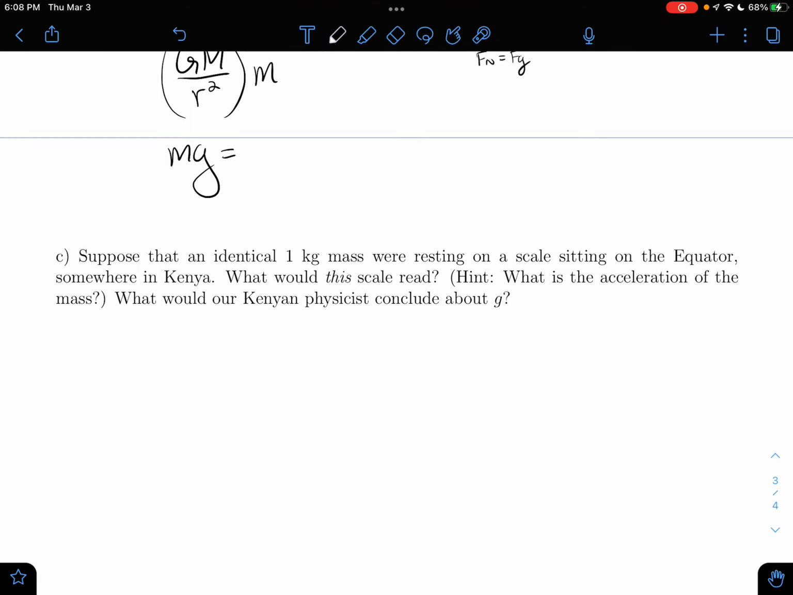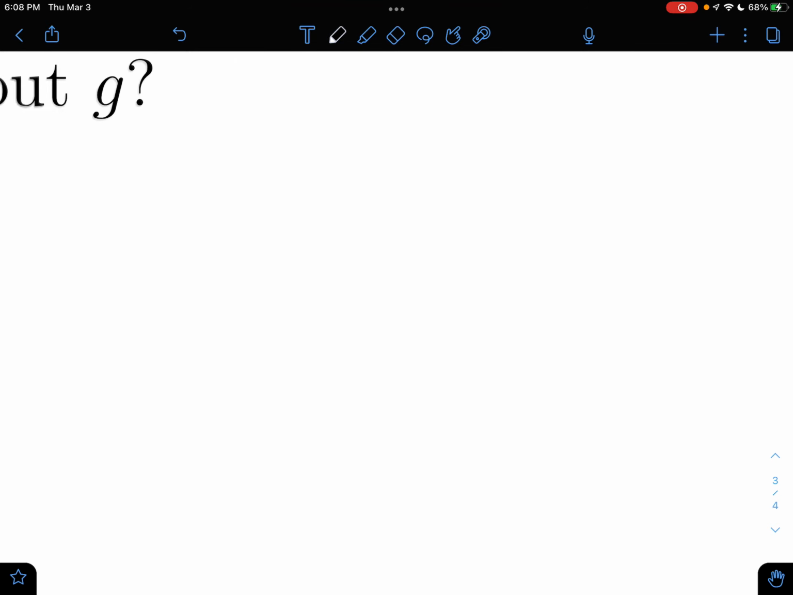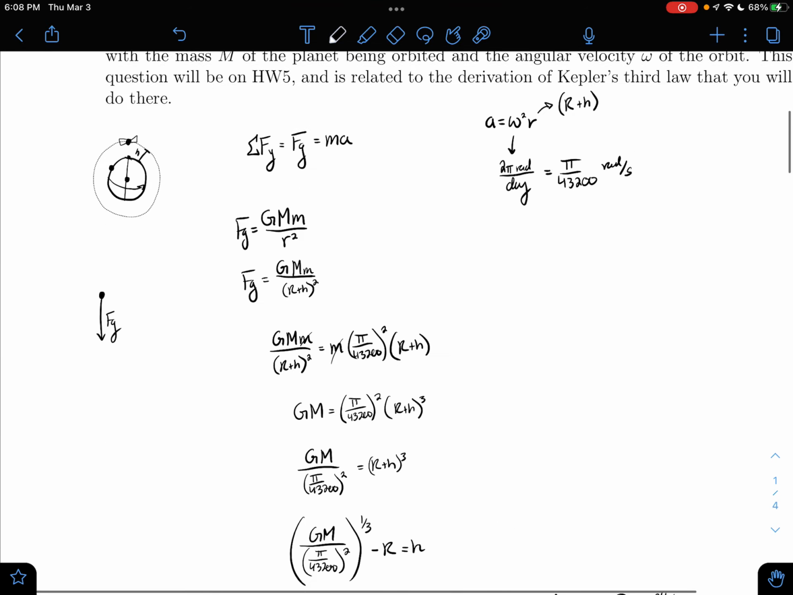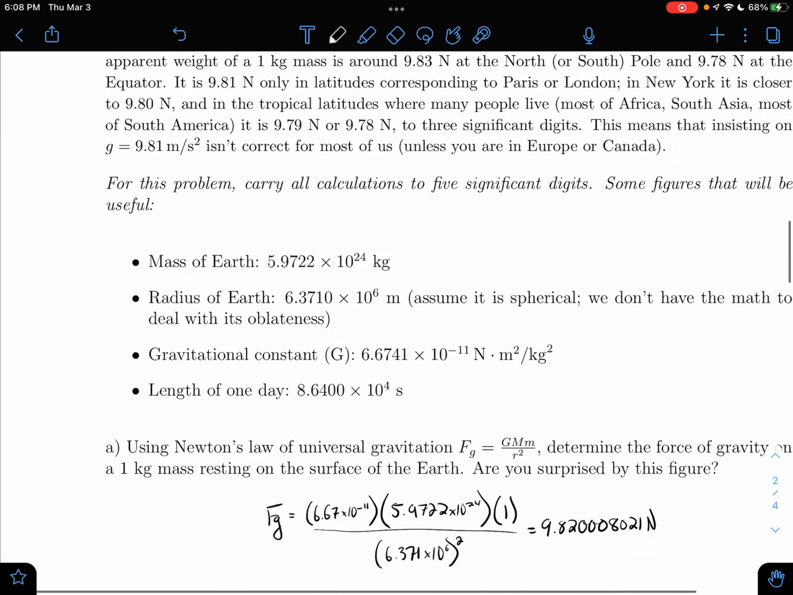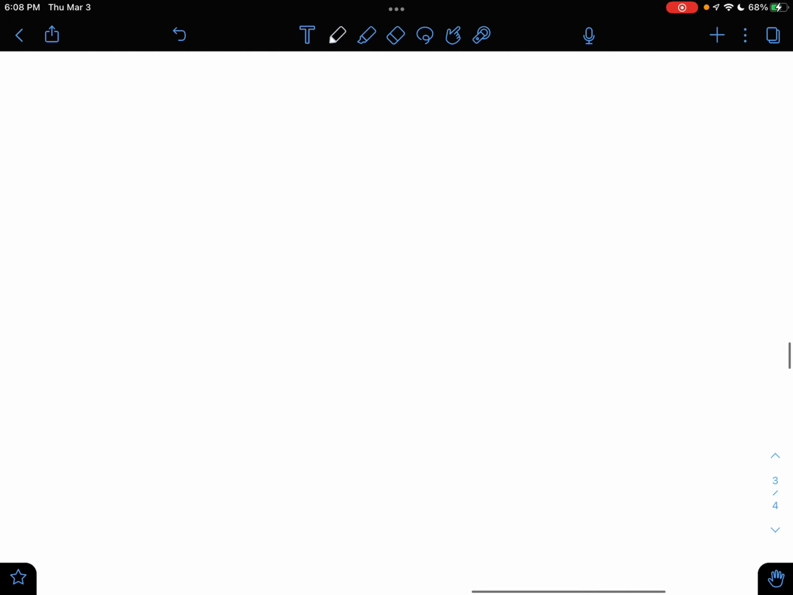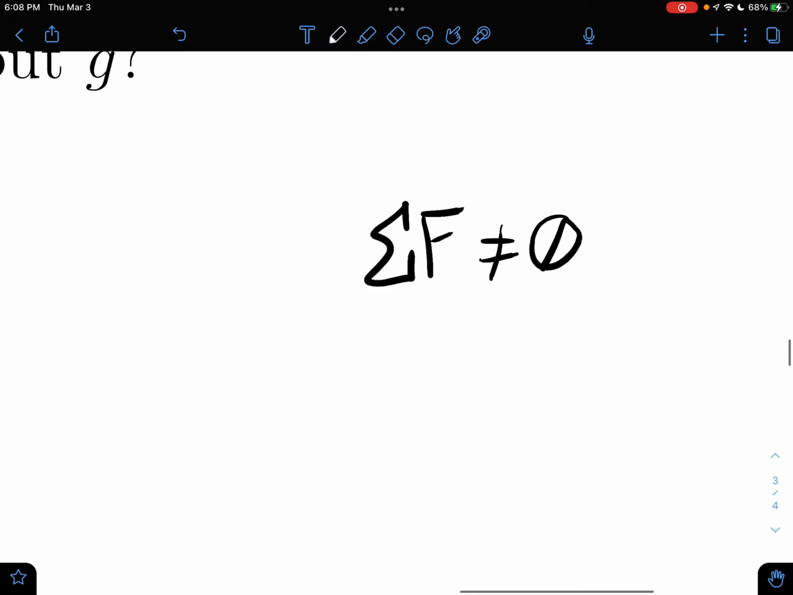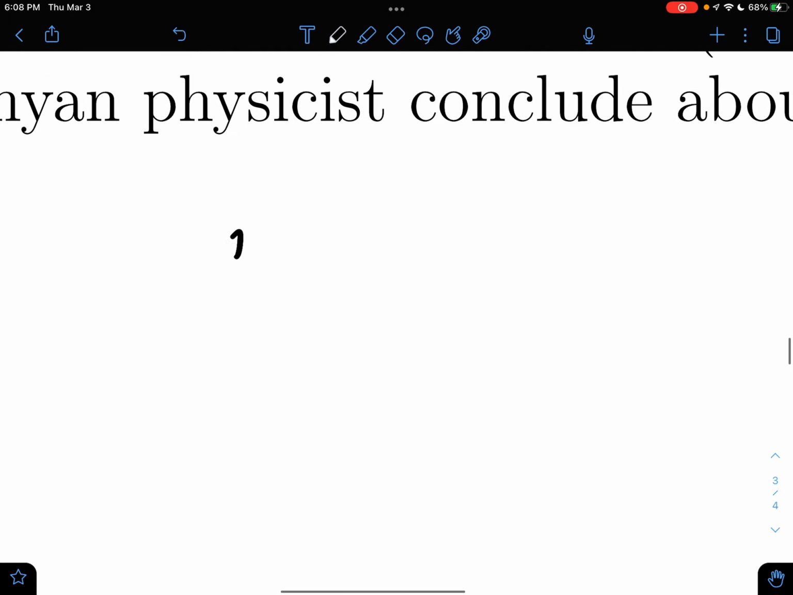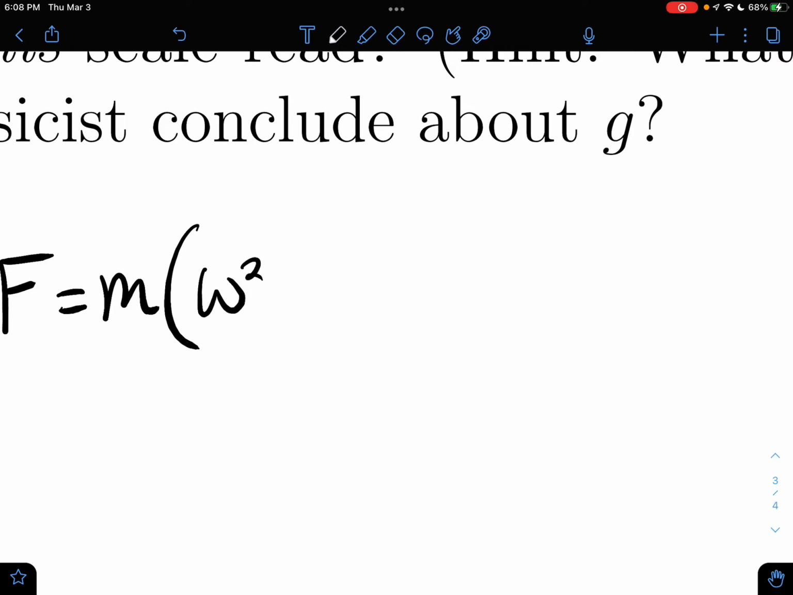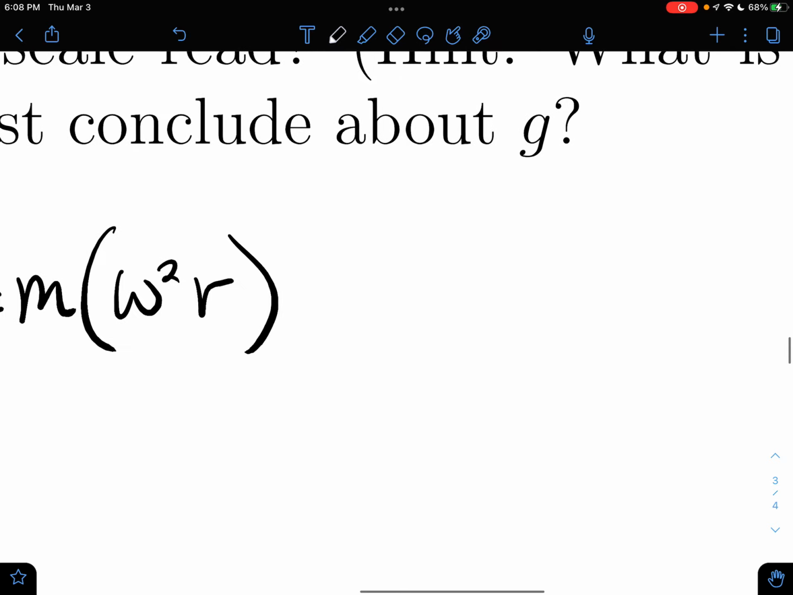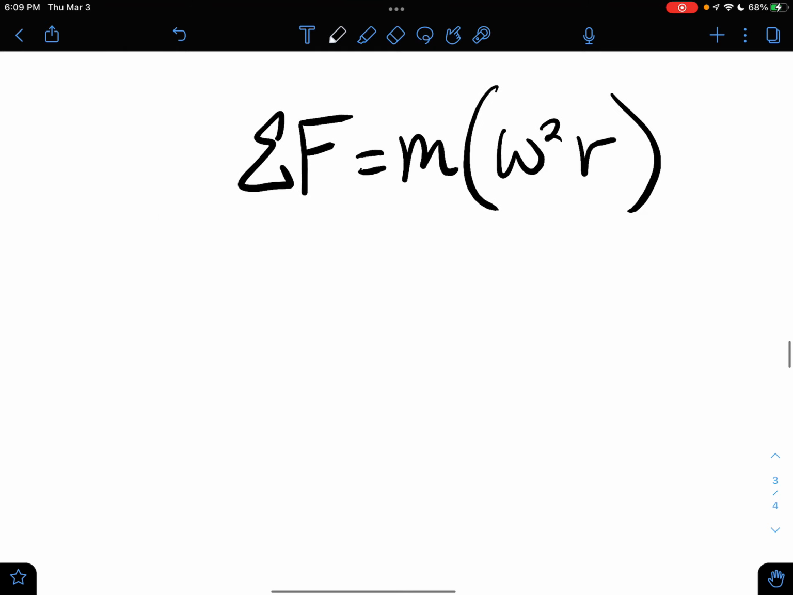So this is where we say our sum of all forces, now since we're rotating around our equator, isn't going to be zero because we're going to have some acceleration. So we have to say that our sum of our forces is going to equal our mass times our acceleration. Since we're going in a circle, that's going to be our omega squared r. So now we figure out our sum of our forces.